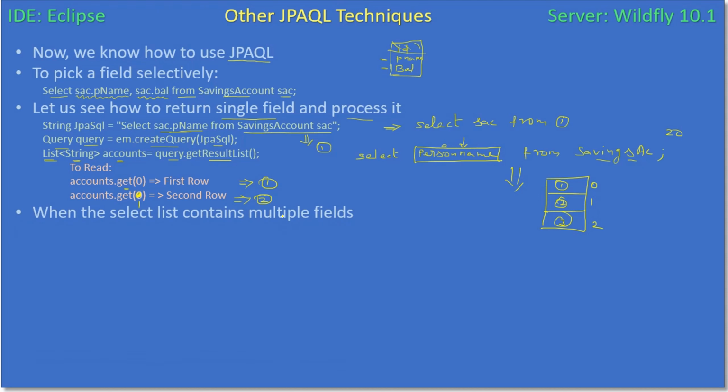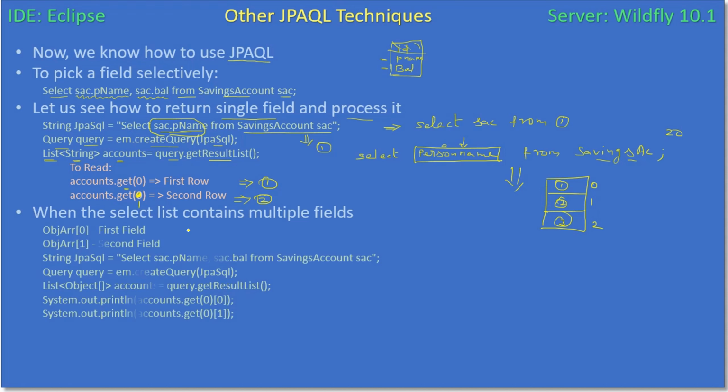Now when the list contains multiple fields, this time we have to use the Object array with first field and second field. Before that, let us look at the JPAQL select. This time our select list contains 2 fields: one is person name and another one is balance. In the earlier case, since we returned a single field, we used a list of string.